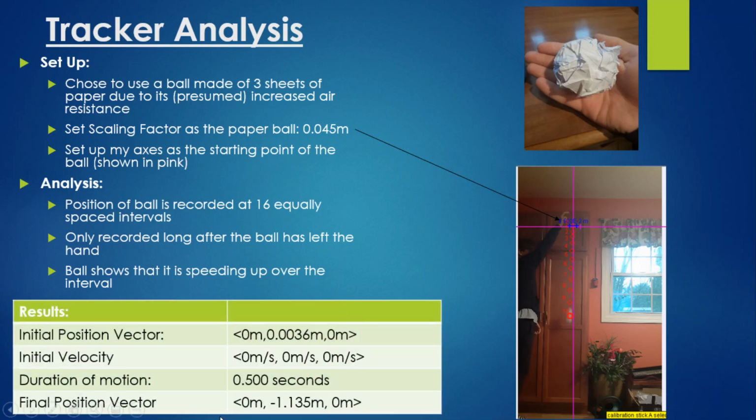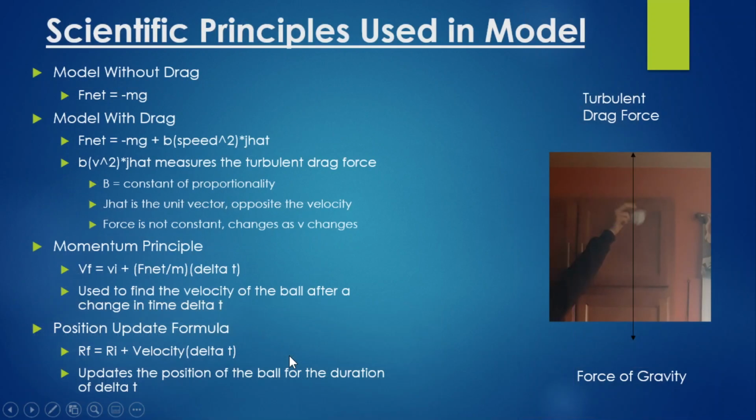And here are the results. It moved negative 1.135 meters in the y direction in half a second, and it started at an initial velocity of 0 meters per second. Now, the scientific principles used in the model. For the model without drag, I had the net force equal to negative mg, but with drag, I had negative mg plus the turbulent force, where b is the constant of proportionality and j hat is the unit vector. The force is not constant, as the force increases as v increases.